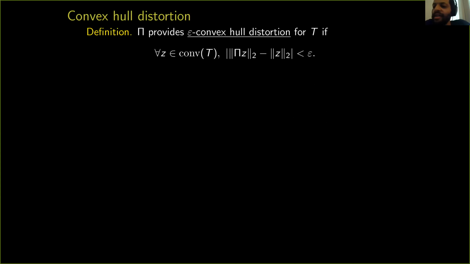So the more that we want G to satisfy is what I'll call convex hull distortion. Let capital T be a set of vectors, and really vectors that are in the unit ball. So everything in capital T has norm at most 1. I'll say that a matrix pi has epsilon convex hull distortion if for all z in the convex hull of T, the norm of pi z and the norm of z differ by at most an additive epsilon.